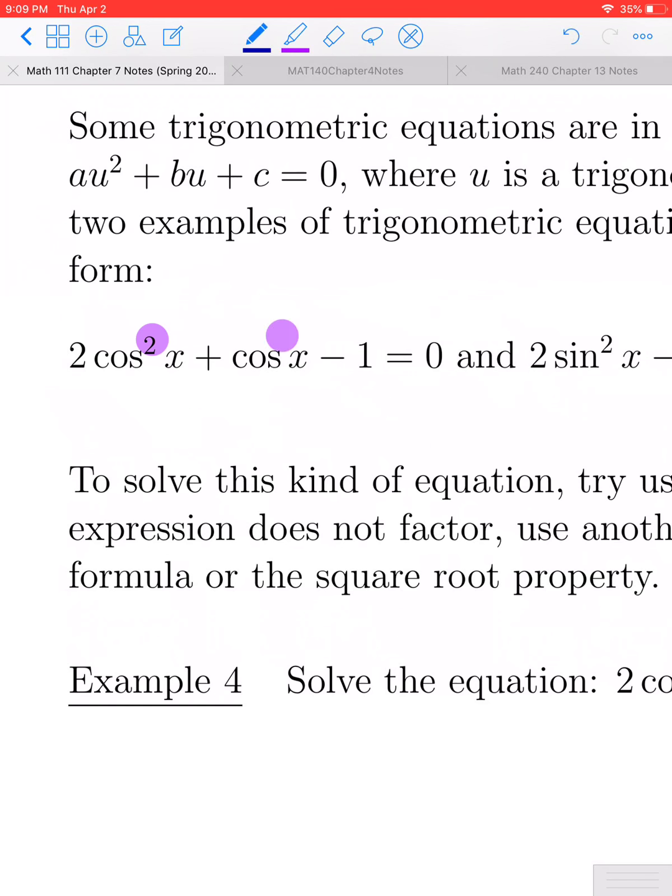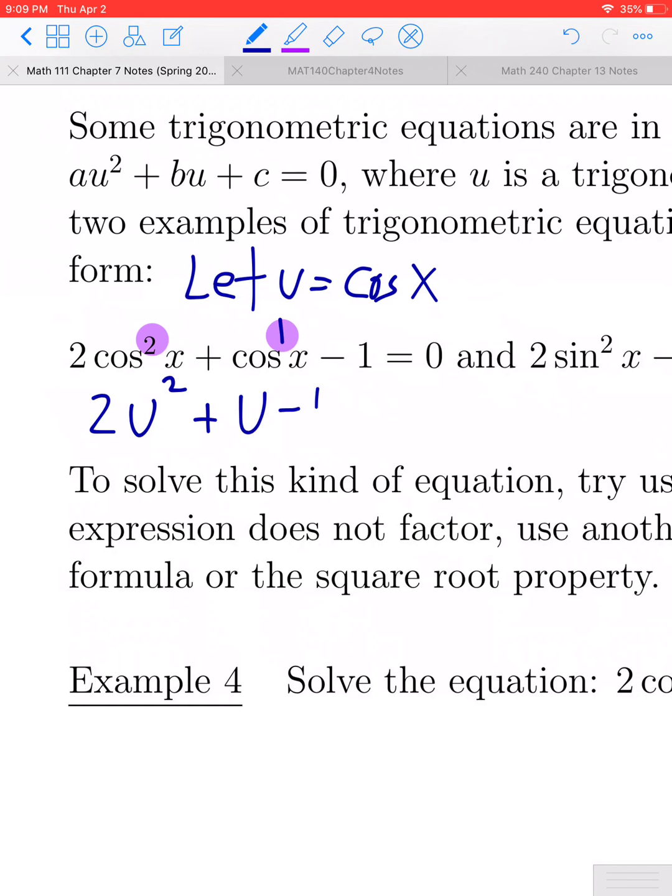If I look at this first equation, 2 cosine squared x plus cosine x minus 1 equals 0, this is a quadratic equation, not in just the simple variable x, but in the variable cosine of x. If we were to do a substitution, you could let u be equal to the cosine of x, and under this substitution, this would reduce to the simple quadratic in the variable u, 2u squared plus u minus 1 equals 0.